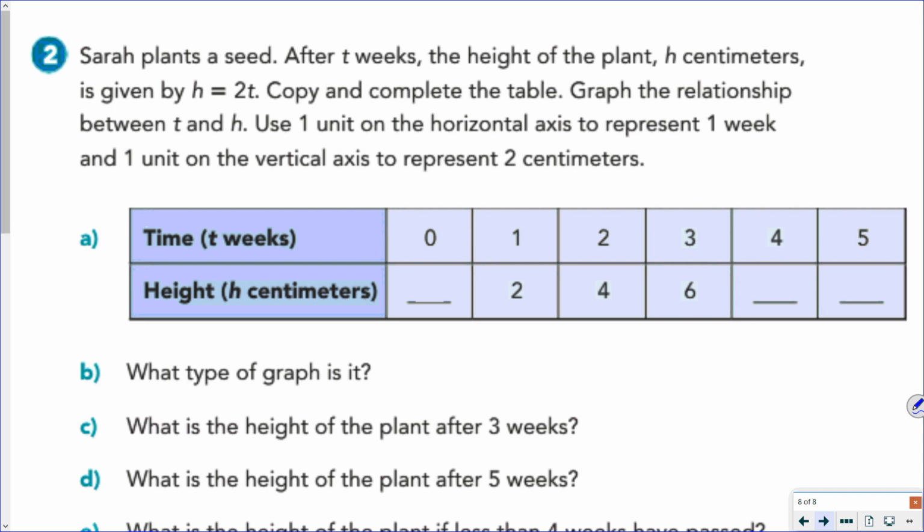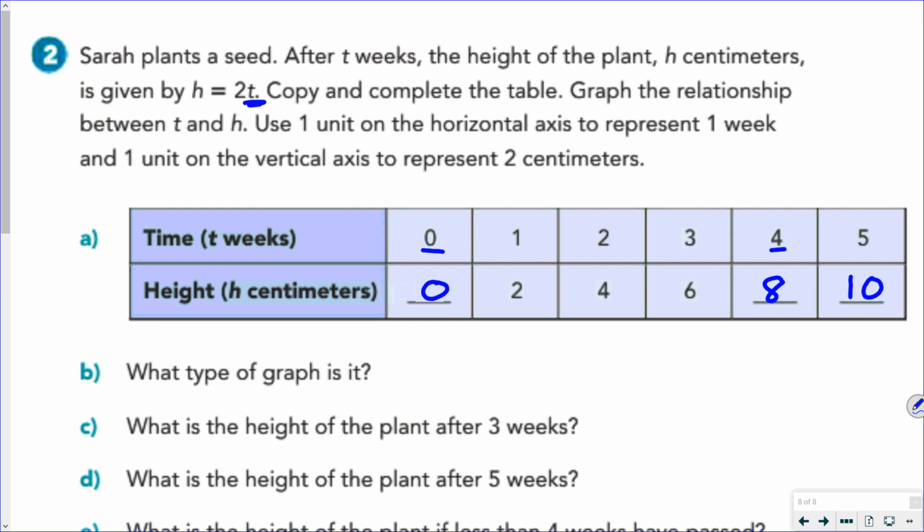Okay? So if we take 0 and put it into our equation for t, 2 times 0 is 0. If we have 4, we put 4 into our equation. 2 times 4 is 8. And if we put 5 in, we get 10. And again, we could figure that out because there is a constant change there.